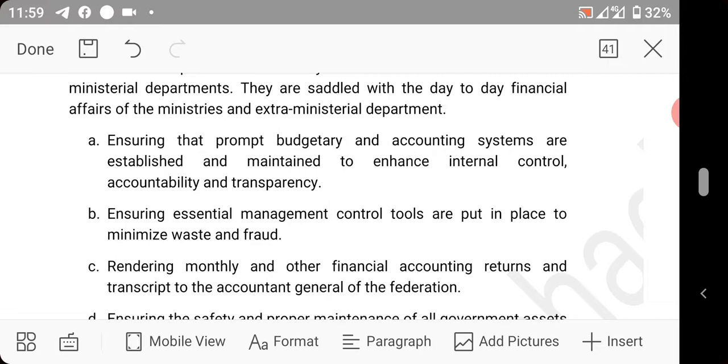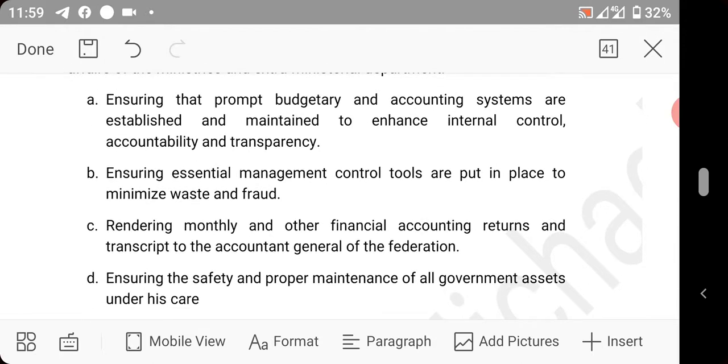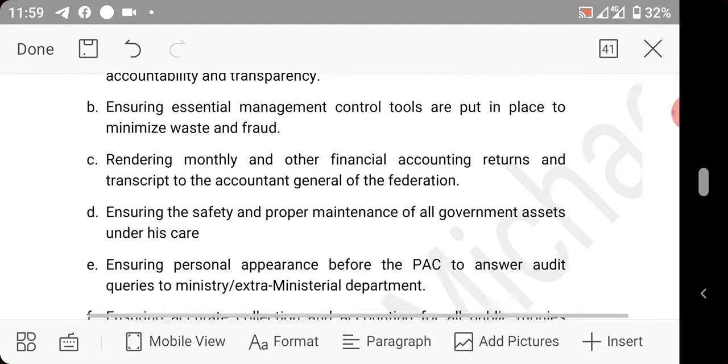Ensuring essential management control tools are put in place to minimize waste and fraud. C. Rendering monthly and other financial accounting returns and transcripts to the Accountant General of the Federation. Now, at the end of every month, the ministries are expected to render an account by sending their transcripts to the office of the Accountant General for the Federation. So it is the duty of the PAMSEC to ensure that transcripts are prepared as and when due and sent to the office of the Accountant General. So he doesn't do the work, but he ensures it is done. Remember, he is the one in charge of the day-to-day running activities of the ministry.